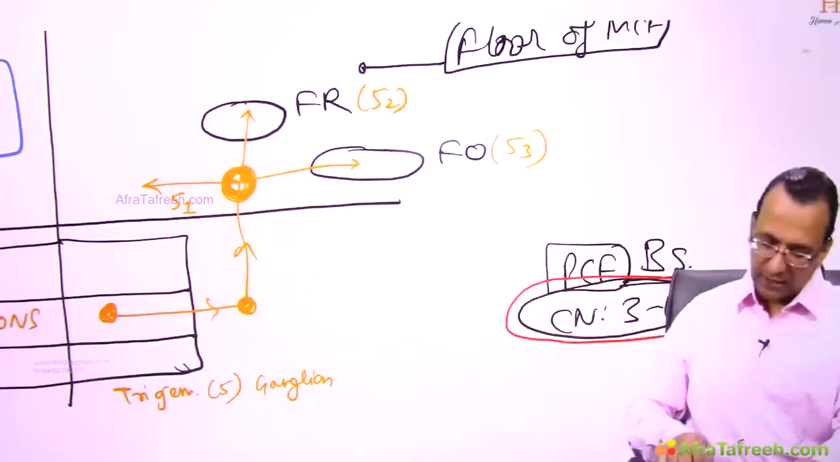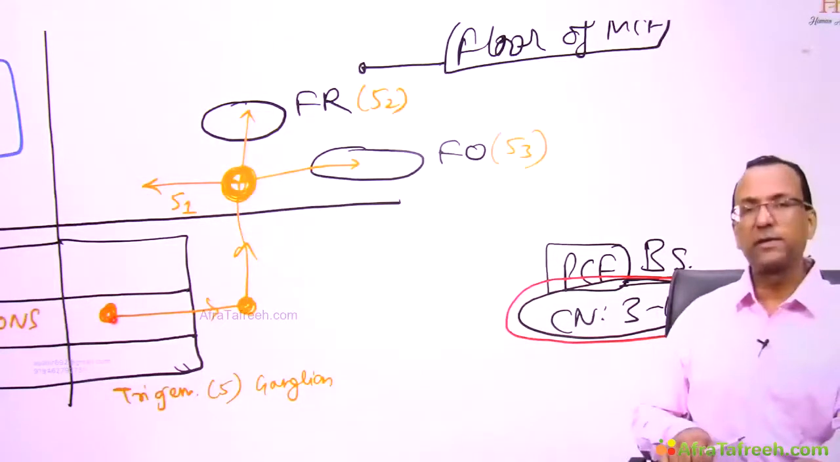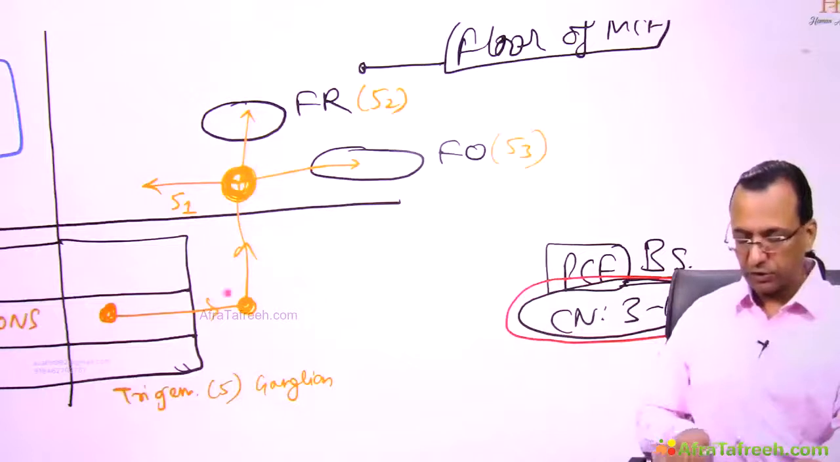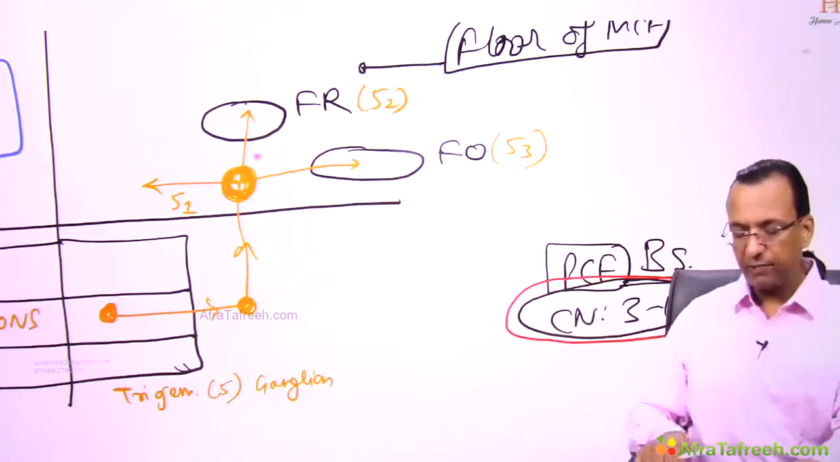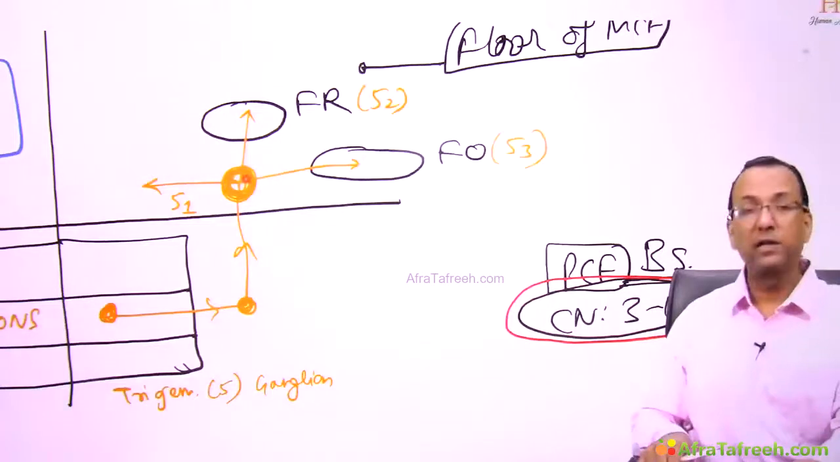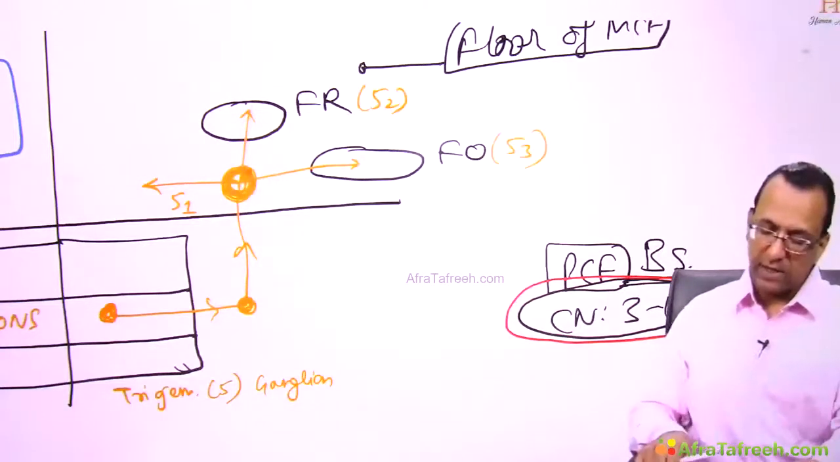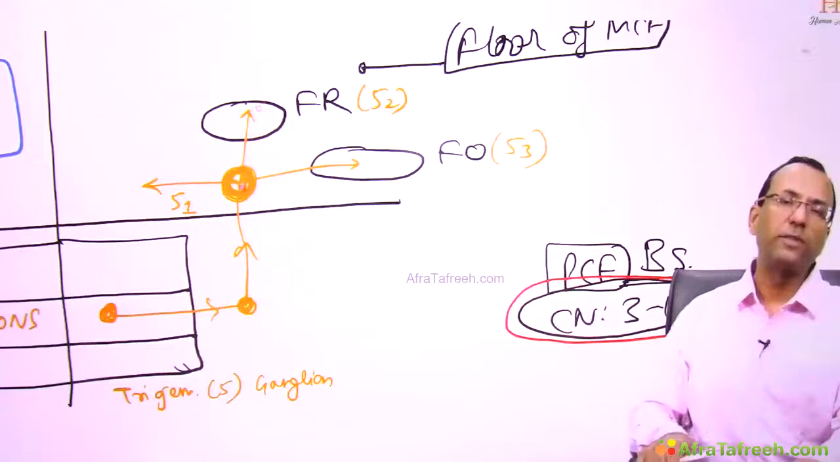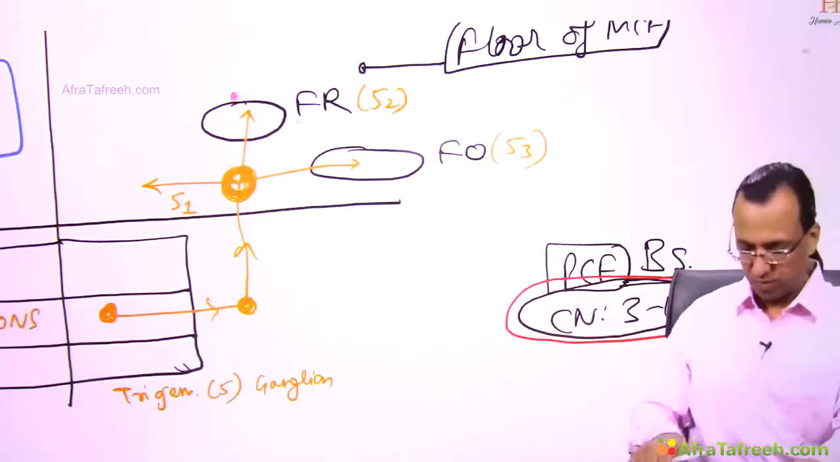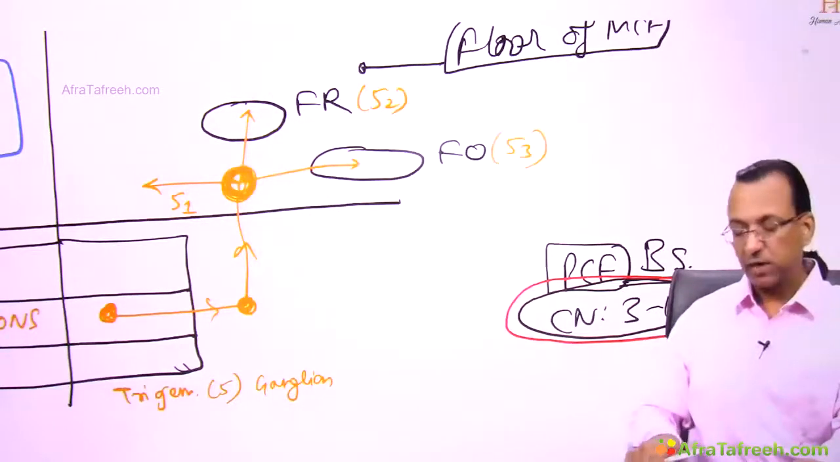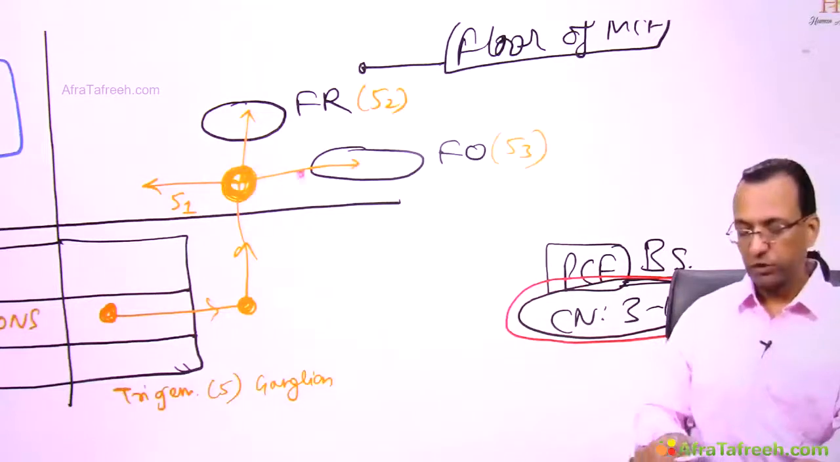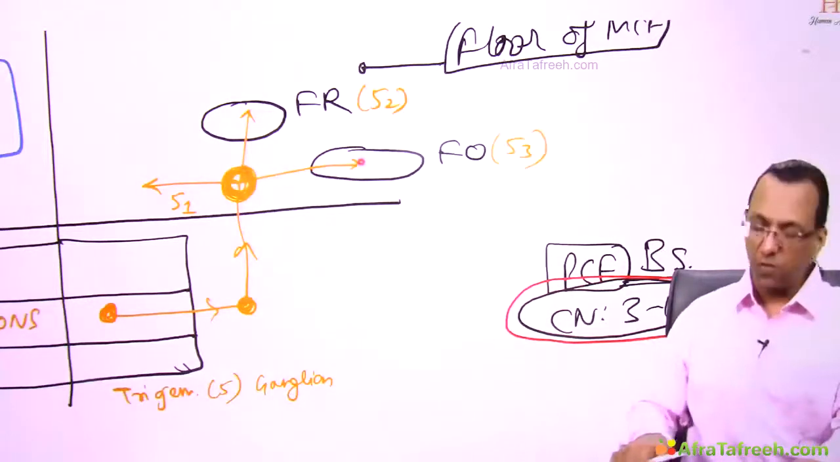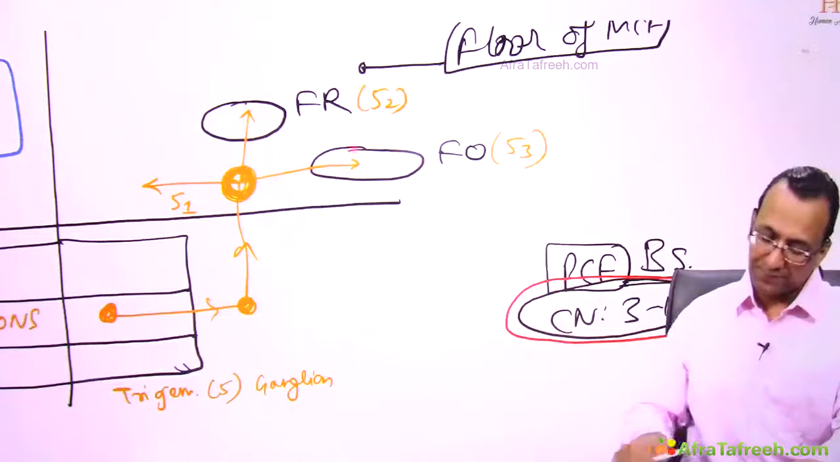So this is the pons, giving the trigeminal nerve, which gives three branches at the floor of the middle cranial fossa. V1 is the ophthalmic division of the trigeminal. V2 is the maxillary nerve supplying the maxilla bone, but before that it has to pass through the foramen rotundum. And V3 is the mandibular nerve, which supplies the mandible bone, but before that it has to pass through the foramen ovale.